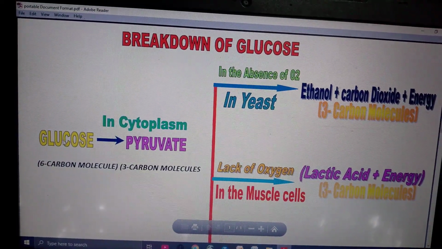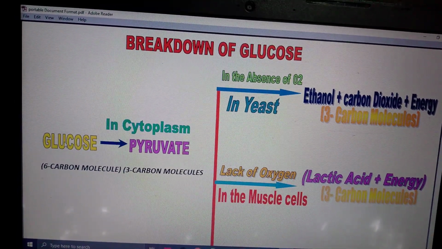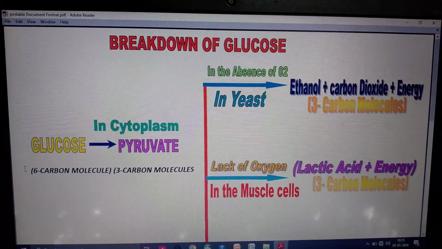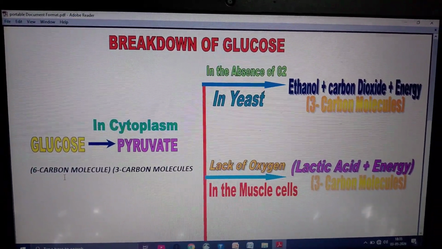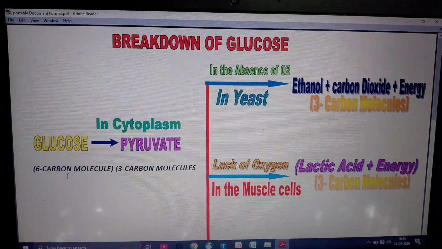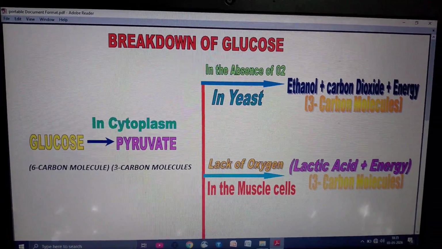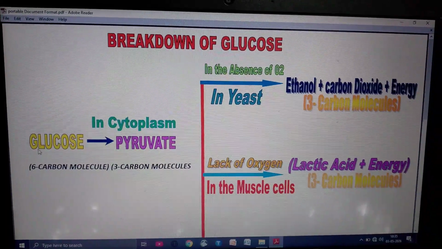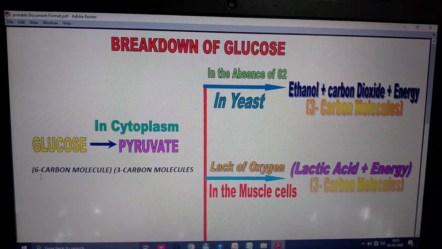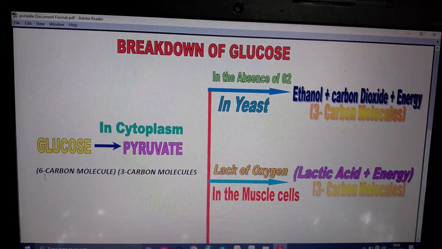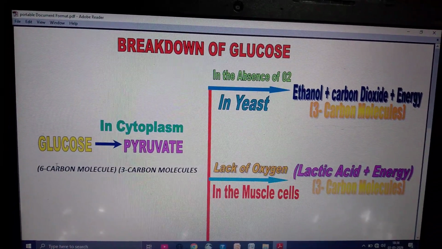You can see that this is glucose. Glucose is a six carbon molecule. Inside our cell, this glucose is broken down step by step to release energy. This whole process is called cellular respiration.